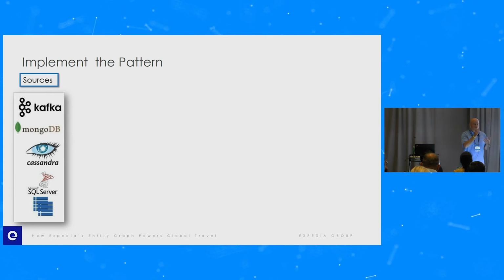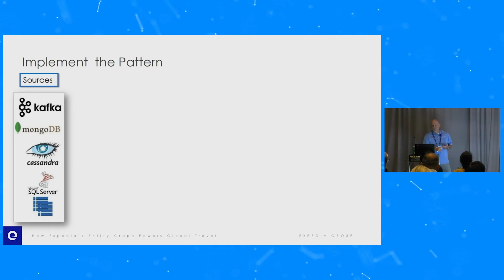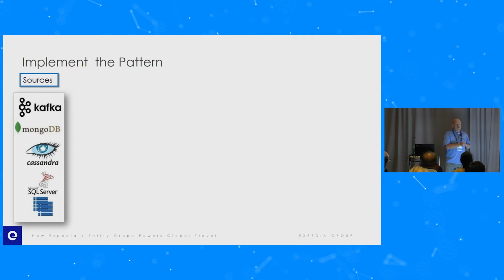So let's talk about the pattern we want to follow. This is our North Star. So we have all these sources. Now, holding on to strangler pattern, we want to enable CDC on all these. And we want to create a change stream on all these sources.